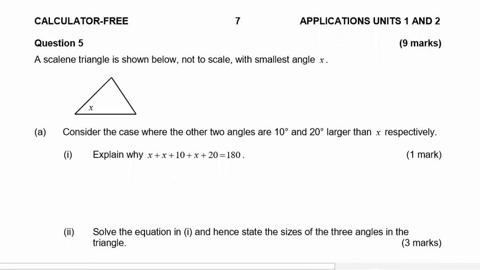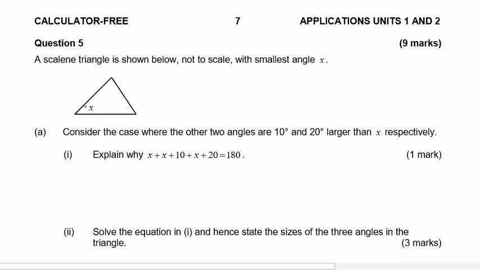Question 5. A scalene triangle is shown but not to scale, and the smallest angle is labelled x. Consider the case where the other two angles are 10 and 20 degrees larger than x, respectively. So, explaining why this equation exists.